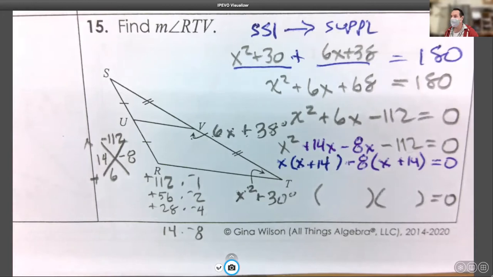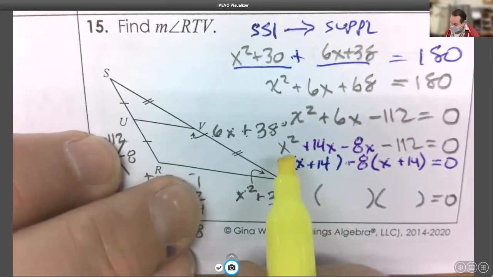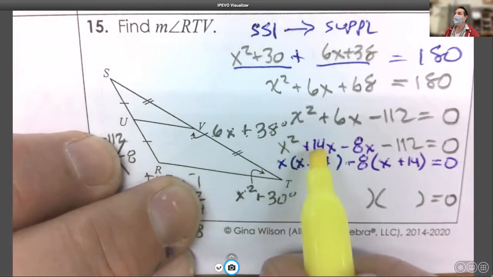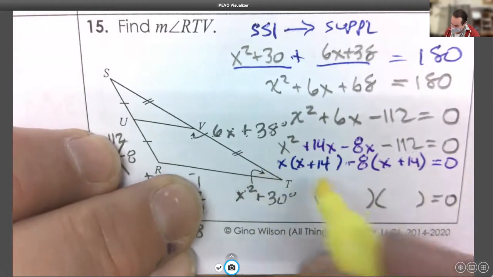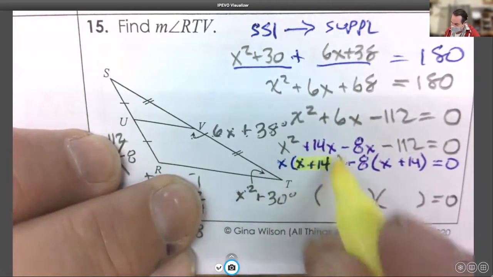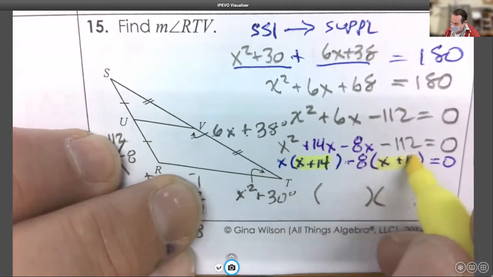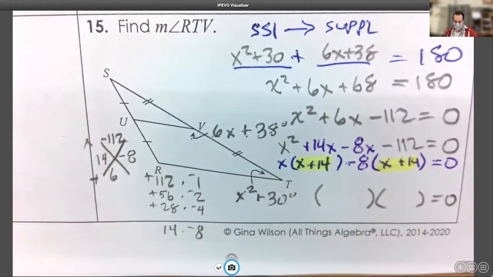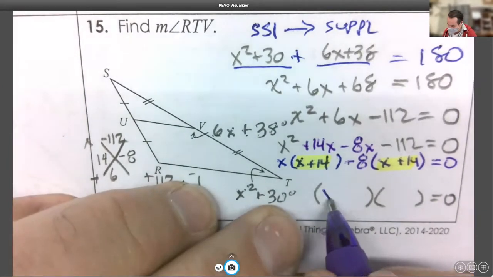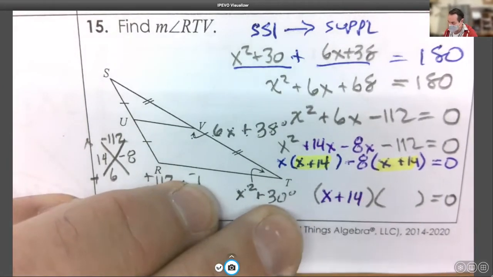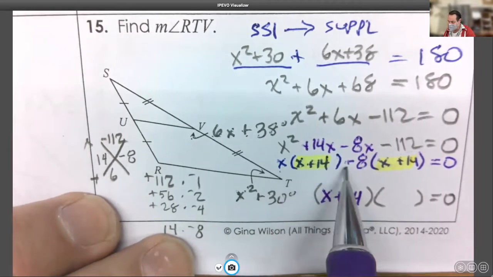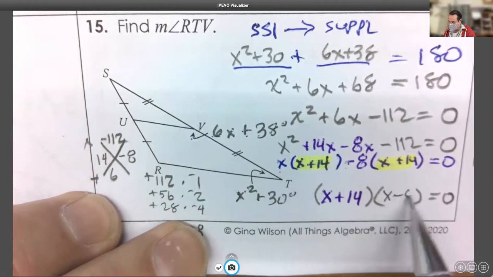Now, this is the important step to recognize, and I just heard some light bulbs go off, which is super cool. You know how here we saw that there's an X in there and an X in there, and we pulled that out? Look at these two together as one term and these two together as one term. And do you see that they both have X plus 14 in them? So I can pull out that X plus 14. And what's left? X minus 8.